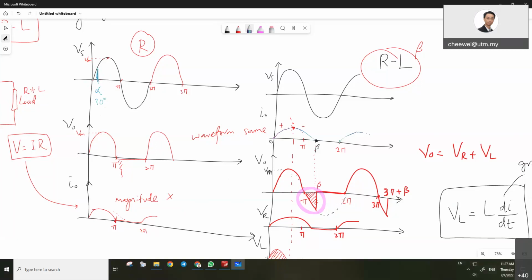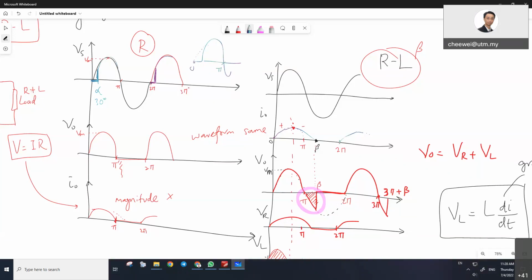What happened from 0 to 30 degrees? It becomes 0. Here also it will start from 2 pi plus 30 degrees, so it will delay 30 degrees. So this will be 0, and then the waveform continues. So it looks like this, 0 until pi. Originally, the dotted line is like this, but it's delayed a little bit. Same thing goes to the RL load as well. Okay.